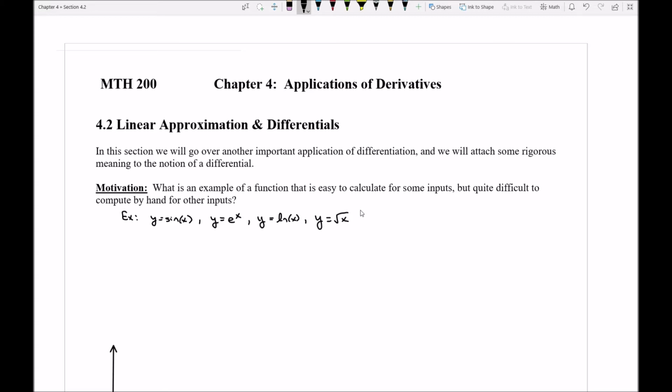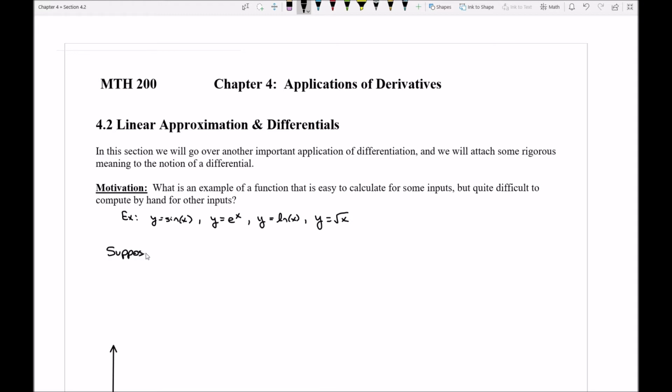And so one of the goals in this section is to see how we might be able to actually evaluate functions like these at somewhat difficult numbers. And we're going to use our understanding of derivatives and tangent lines to help us do so. So let's lay the groundwork for what we're going to try by focusing on something like this square root function.